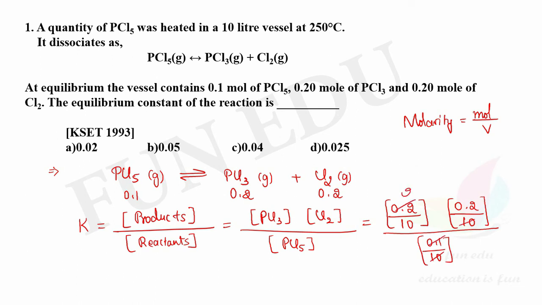So you will get K is equal to 2 into 0.2, that is 0.4, divided by 10, which is equal to 0.04. So this is our required answer, 0.04. So the equilibrium constant value is 0.04. So you can find the answer as C. So C is the correct answer, that is 0.04.